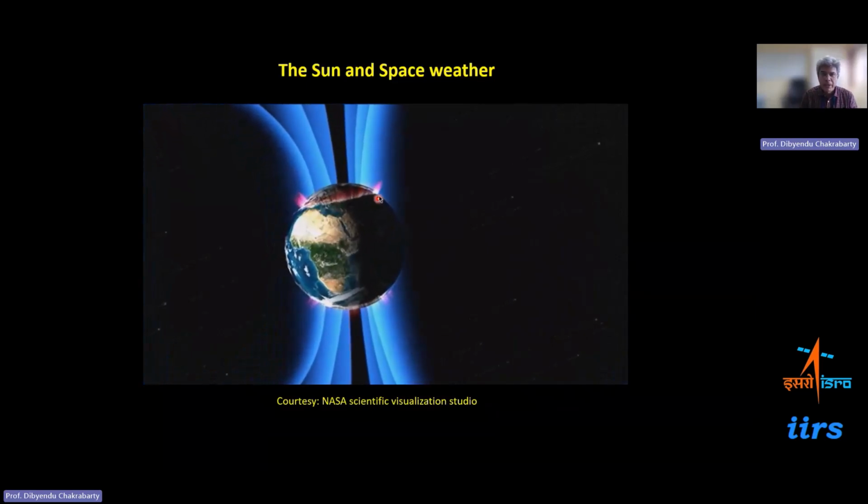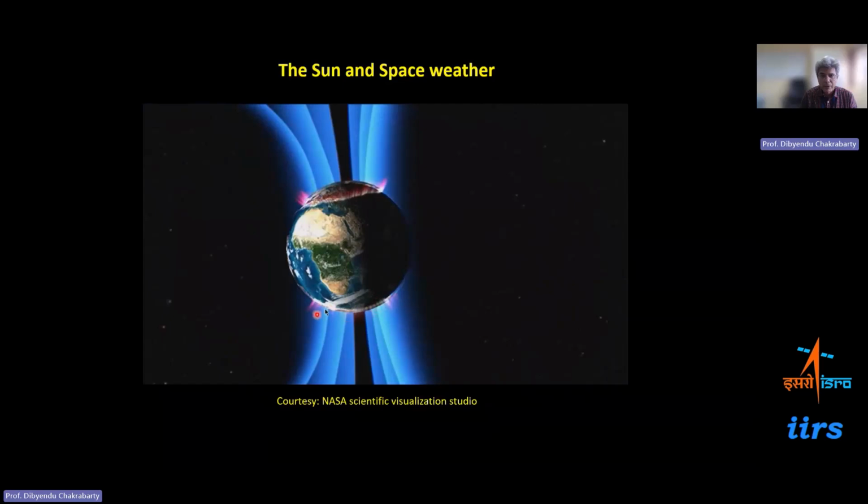This is aurora borealis around the North Pole, and this is aurora australis in the South Pole. And this is how mostly the auroras are created on the night side. So aurora is a consequence of the space weather events or space weather disturbances that happen in the near Earth space.